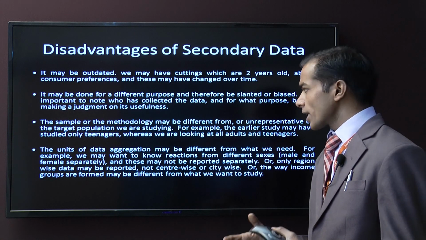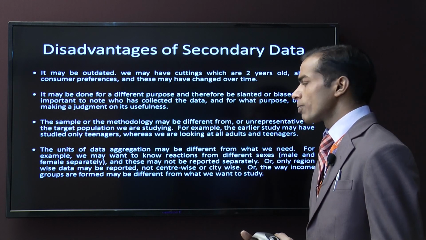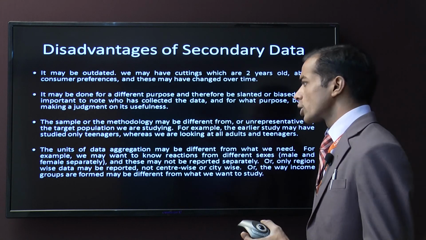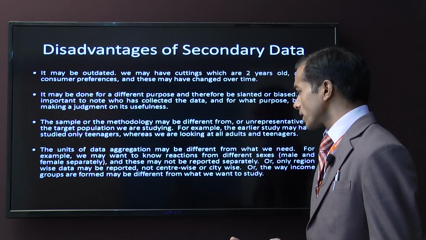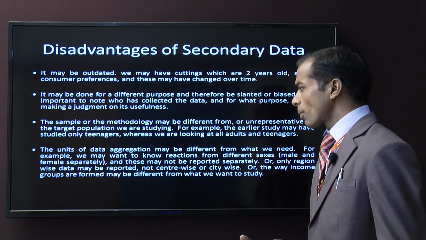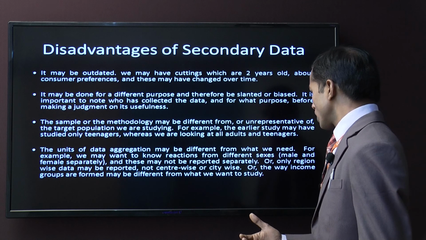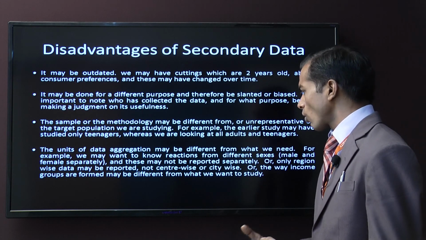The unit of data aggregation may be different from what we need. For example, we may want to know reactions from different sexes, that is male or female separately, and these may not be reported separately, or only region wise data may be reported. So not center wise or city wise, or the way income groups are formed may be different from what we want to study.